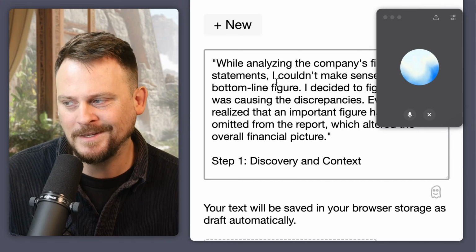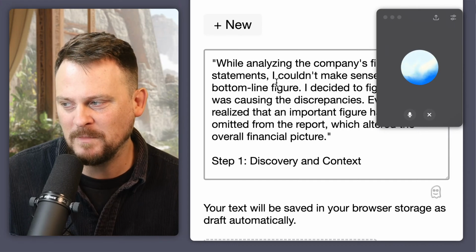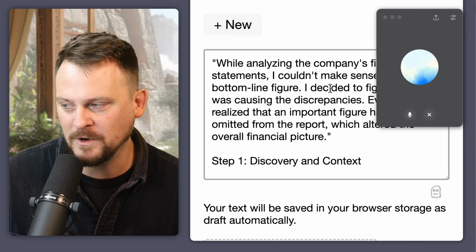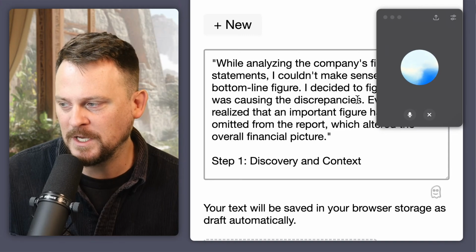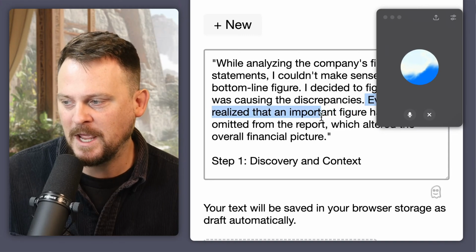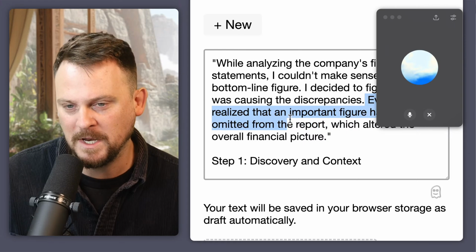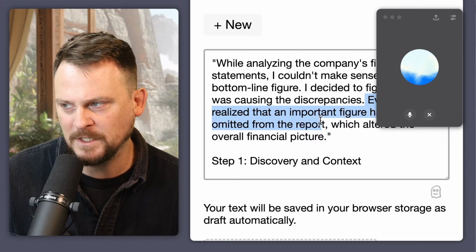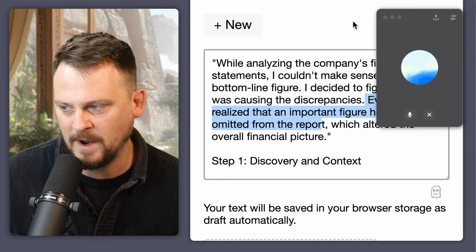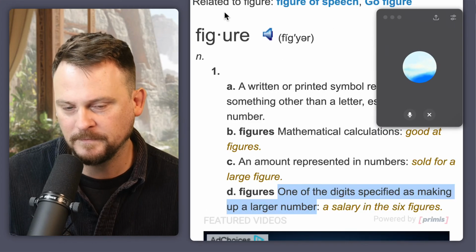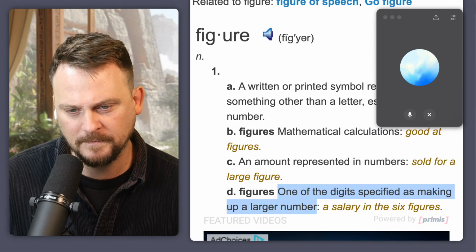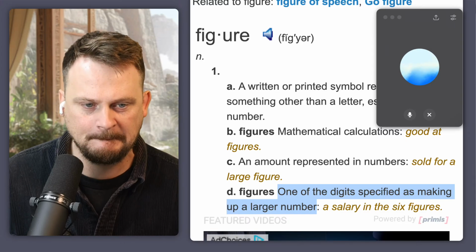While analyzing the company's financial statements, I couldn't make sense of the bottom line figure, and then later, eventually, I realized that an important figure had been omitted. So this is definition C, right? For both of those. Yes, both instances fit definition C.